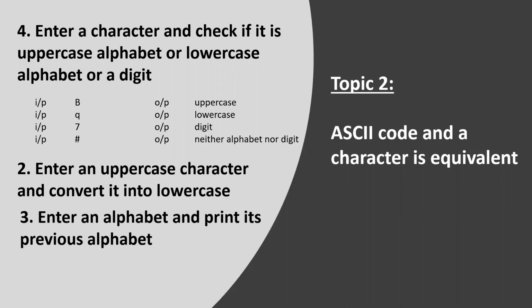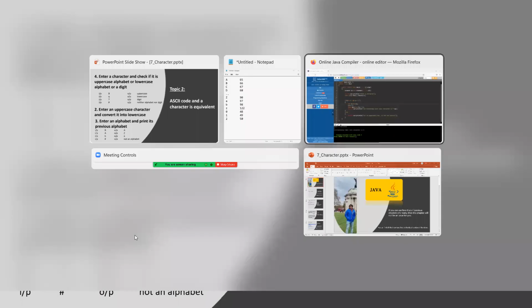So if I go further, it is saying enter an alphabet and print its previous alphabet. That means if you enter B, it will show A. If you enter A, which is the optimum one, it will show capital Z, the last one. If it is small b, it will show small a. So let me take this one.